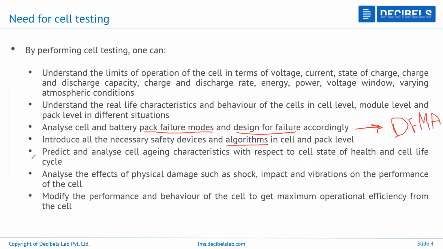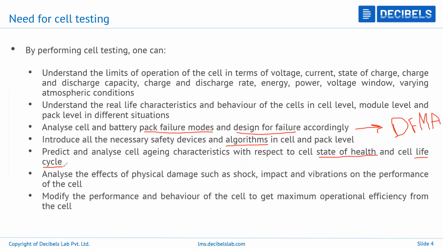Then we'll also be able to predict and analyze cell aging. So we know that upon repeated usage, cells will start to degrade, right? Internally, the cells will start to degrade their electrodes, your anode, cathode, your current collector, separator, your electrolyte, all of these materials, all of these components inside the cell will start to age. And we'll also be able to establish a good understanding of state of health and also life cycle.